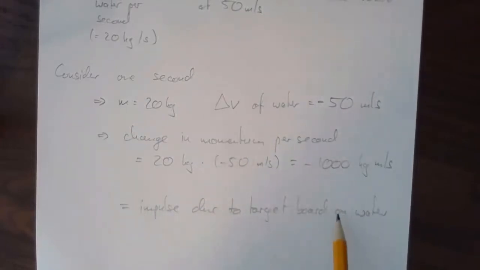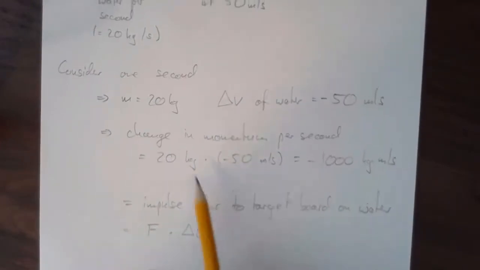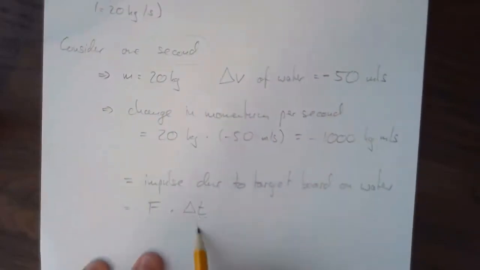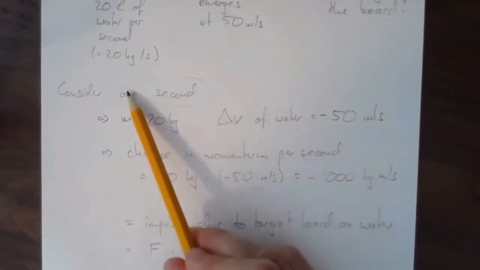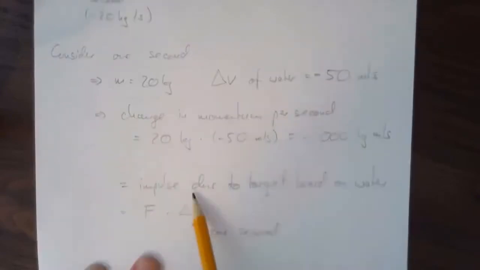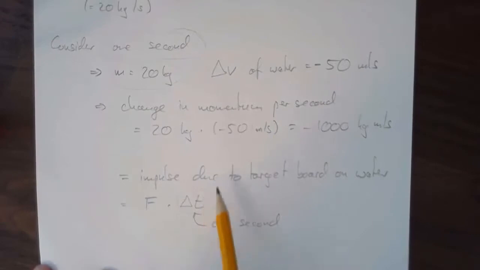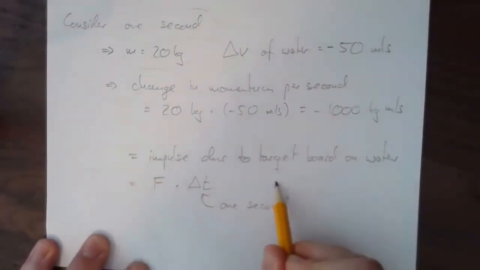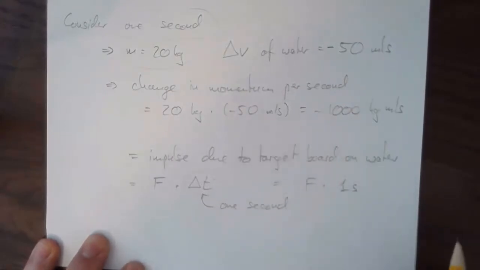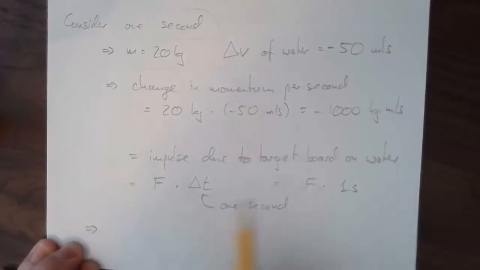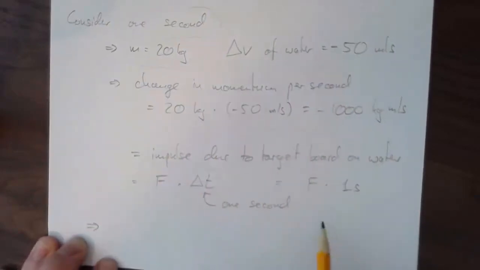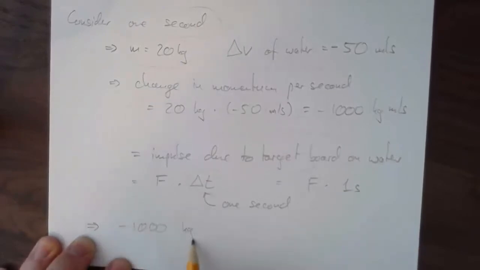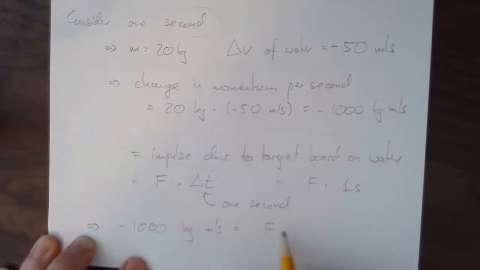The impulse on the water due to the target board, of course, is the force times the time. Well, what's the time? We're considering what happens in 1 second. Now we could have worried about what happens in 2 seconds. Then I would have doubled the mass, and I would have 2 seconds here, and the final result for the force would be the same. So here I've got F times 1 second. And so I can set those equal: change in momentum is equal to the impulse. So I have minus 1000 kilogram meters per second equal to the unknown force times 1 second.